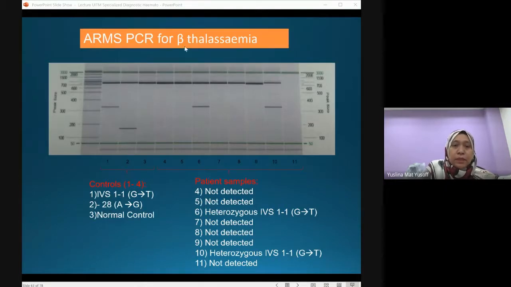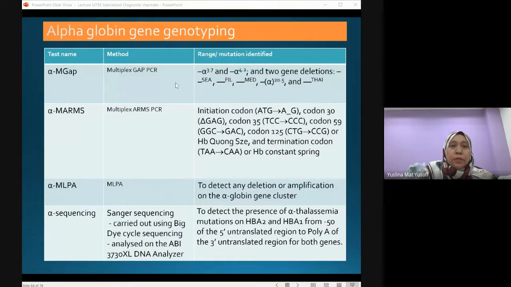So these are the ARMS PCR for our beta thalassemia patient. These are among the commonest abnormalities in our population, the IVS G2T and 28. So these are just to show you, we have lots of panels for our alpha thalassemia, our alpha gap ARMS. We can detect different types of deletion, mutation.